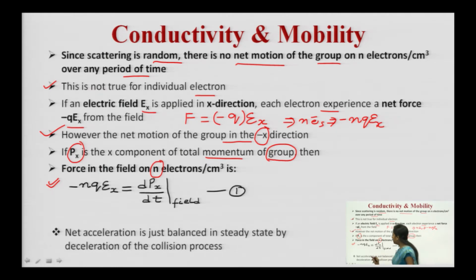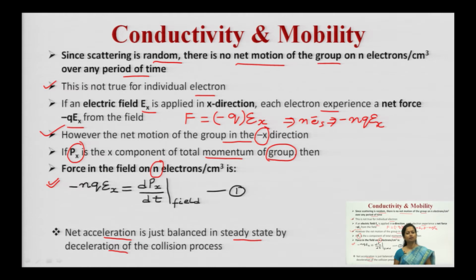Now the net acceleration is just balanced in steady state by the deceleration of the collision process. When the electrons are moving randomly, there must be some collisions. So here at the steady state, what will happen? At steady state, the net acceleration will be equal to the deceleration.